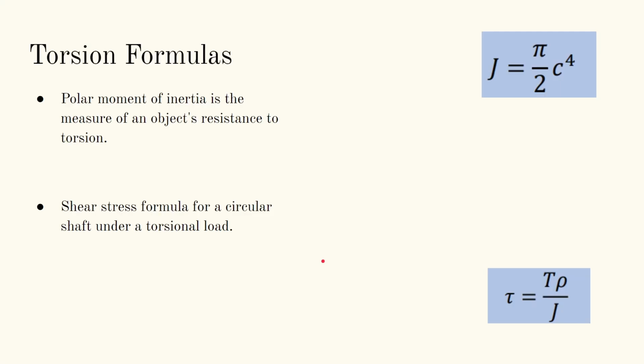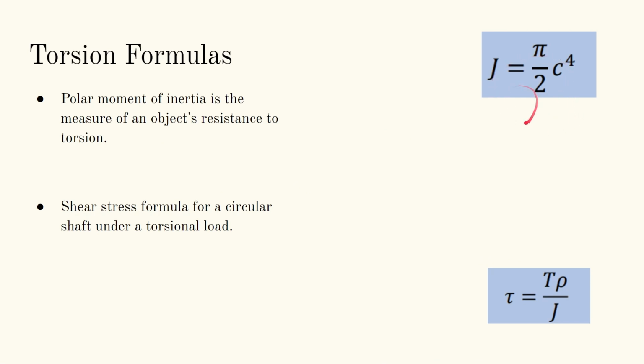So the torsion formulas. I didn't give the formula for shear stress. Here it is for a circular shaft. It's going to be the torque multiplied by the radial distance divided by this, which is the polar moment of inertia. So the polar moment of inertia is the measure of an object's resistance to torsion, given in millimeters or meters to the power 4.